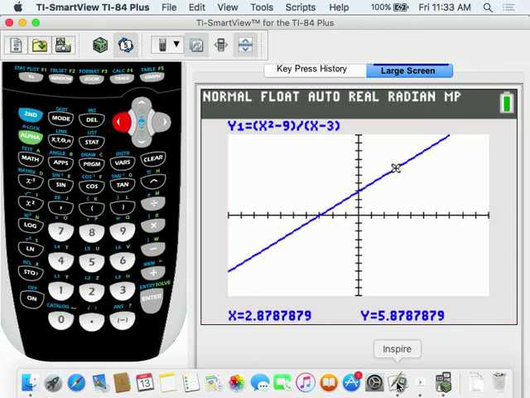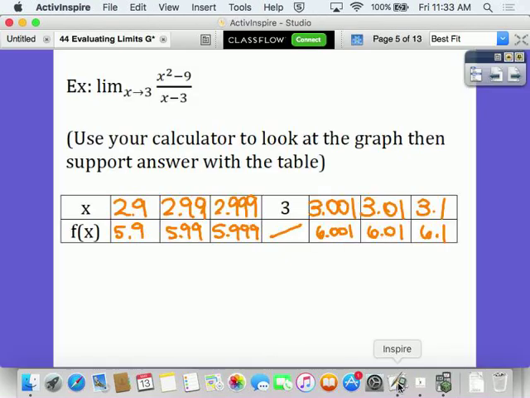And if you decided to do the table, hopefully you did the table anyway, you would have gotten these values. Now, you don't necessarily have to use 2.9, 2.99, and so forth. You could have used 2.7, 2.8, 2.9, but the only issue is that you're trying to figure out what's happening as x gets really close to 3. So you want to pick values that are really close to 3.